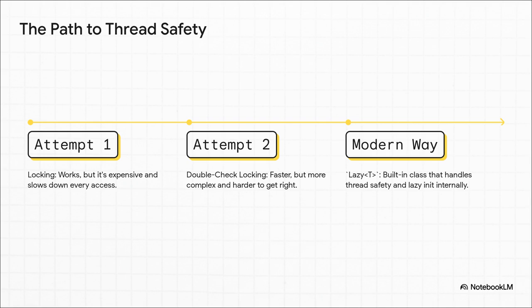So the next step was double-check locking. Here, you add a check before the lock to speed things up. It's faster for sure, but it's also way more complex and notoriously difficult to get right. This all brings us to the modern way, using a built-in class like .NET's Lazy<T>, which handles all that tricky thread safety logic for you, behind the scenes, safely and efficiently.